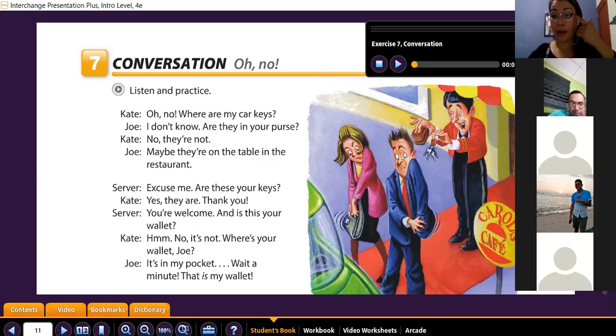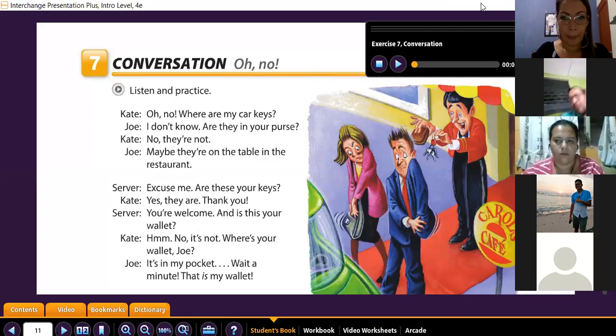Y recuerden cambiar rol. Por ejemplo, Fabricio va a ser el rol de Kate, Silvia va a ser Joe y yo voy a ser el mesero. Luego cambiamos, ya yo no soy mesero, sino que soy Kate, Fabricio es Joe y así vamos a cambiar roles para practicar los tres. ¿Okay? Si me queda algún grupo de cuatro o de cinco, ahí se van turnando.